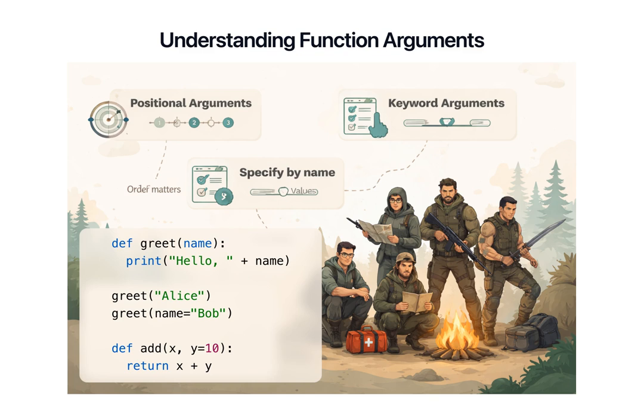Function arguments can be positional, where the order matters, or keyword, where each argument is specified by name. Default arguments allow setting default values if none are provided.